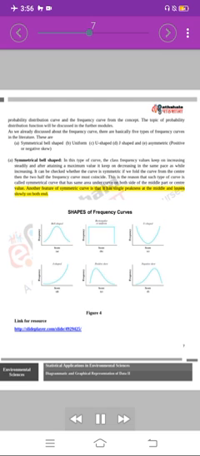Another feature of a symmetric curve is that it has a single peak at the middle and lessens slowly on both ends. Figure 4.